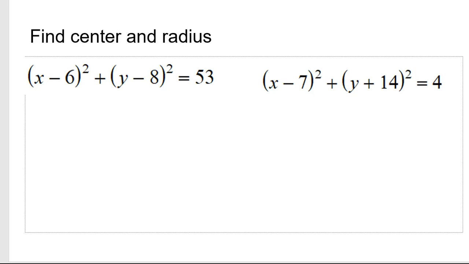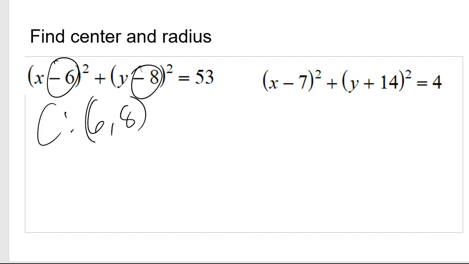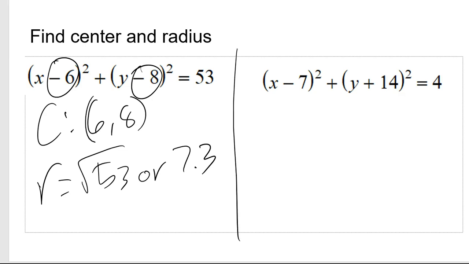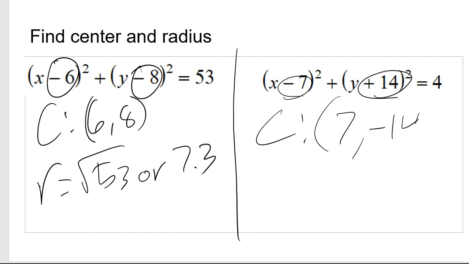Alright, next one. We have negative 6 and negative 8, so let's do the opposite. It'll be 6, 8. And that's the square root of 53. So we're just going to leave it as the square root of 53, or you can actually evaluate it, about 7.3. That's fine. And over here, your center is the opposite of negative 7, so it's 7. This is the opposite of positive 14, so we're going to write negative 14.